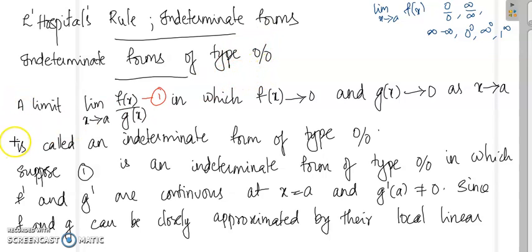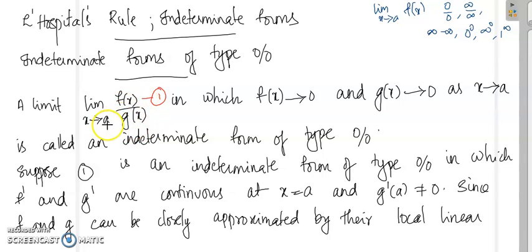Okay. So let us define an indeterminate form of 0 by 0 type. So suppose you have a limit of the form limit x tends to a f of x by g of x. So let me call it as equation 1, in which, so you have f of x approaching to 0 and g of x approaching to 0 as x tends to a. So you have a limit of this form where as x tends to a, numerator goes to 0, and as x tends to a, denominator also goes to 0.